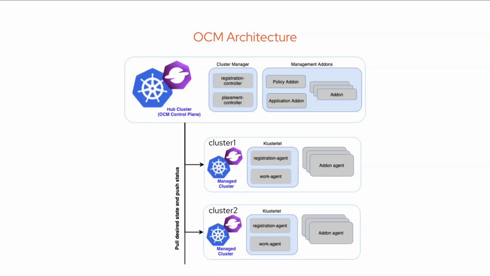And so, as you can see, in this example, we have two clusters being managed by the hub, so cluster 1 and cluster 2. And there's some registration pods that are running that connect back to the hub, but also the add-on agents. So if you have the policy add-on installed, there'll be some Kubernetes controllers that are installed on the managed cluster to be able to perform the tasks you desire.